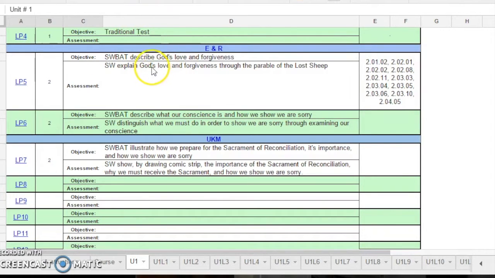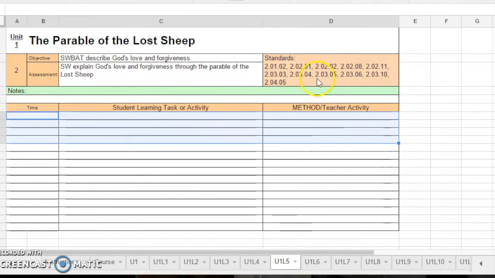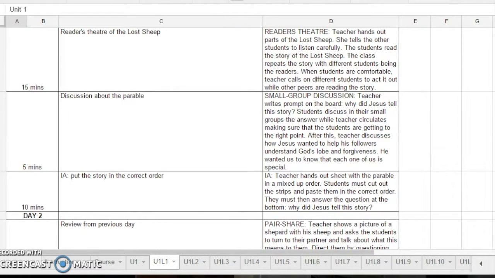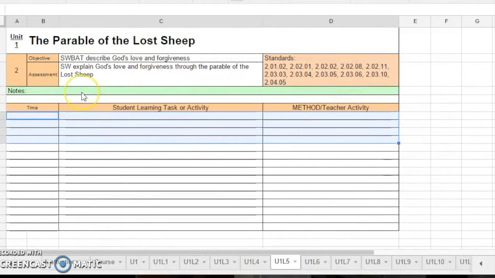As you can see, my parable lesson is in the extending and refining part of the unit, and it is lesson plan 5. The first thing I normally do when I am planning a lesson is go to my standards. So I Google Archdiocese of Chicago religion standards, and these come up. I normally just look at the learning outcomes and see which ones are most appropriate for this lesson and this unit. I then go back to my unit cover page and write them in. So here I have my whole unit, and this is my lesson plan.